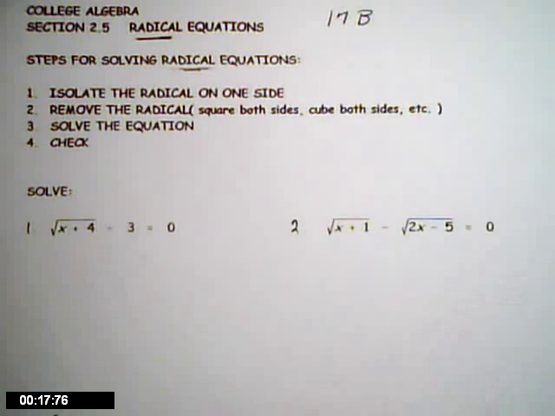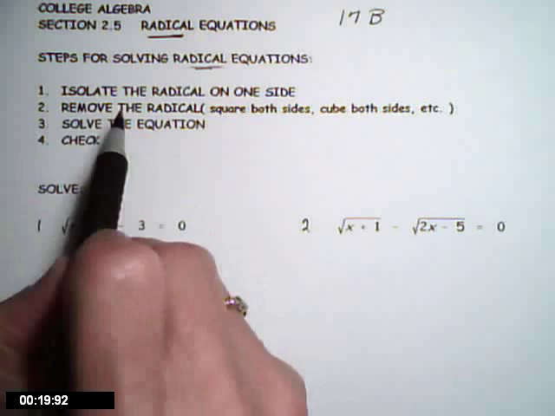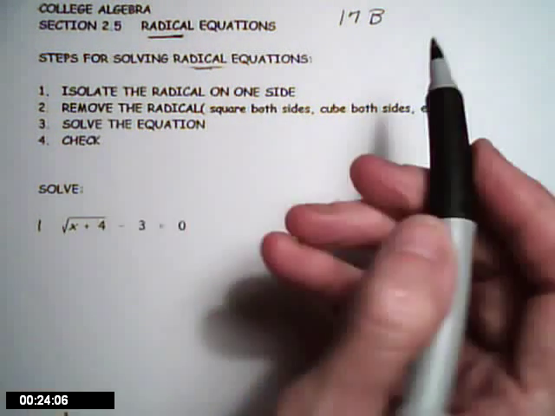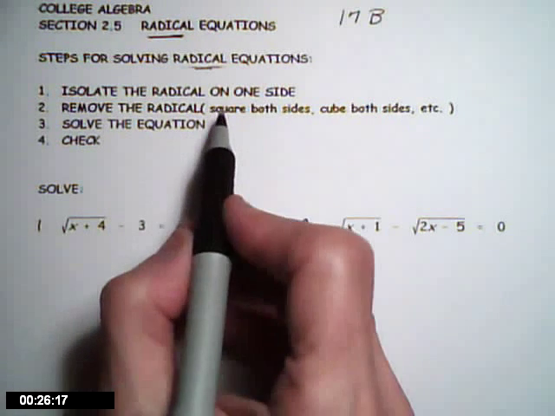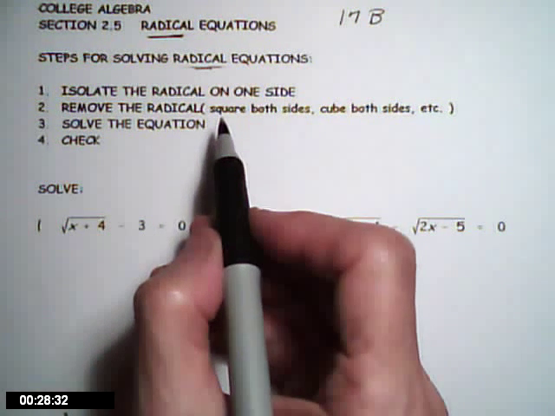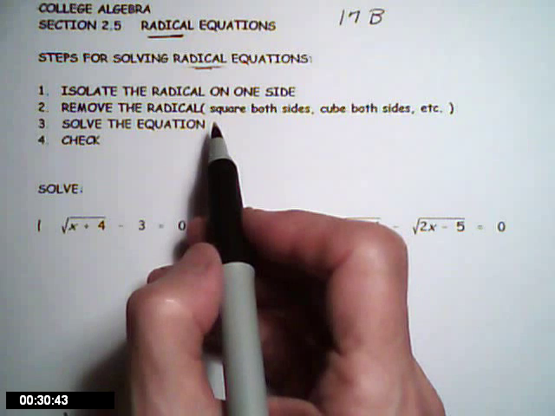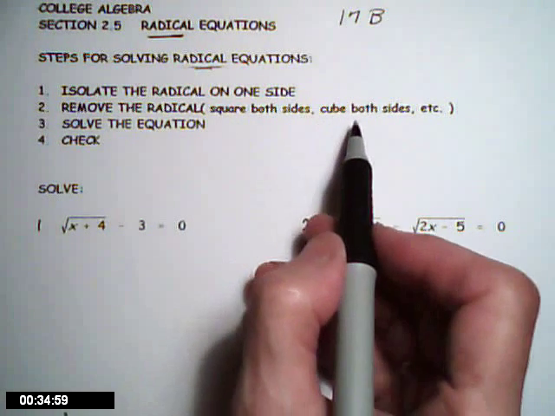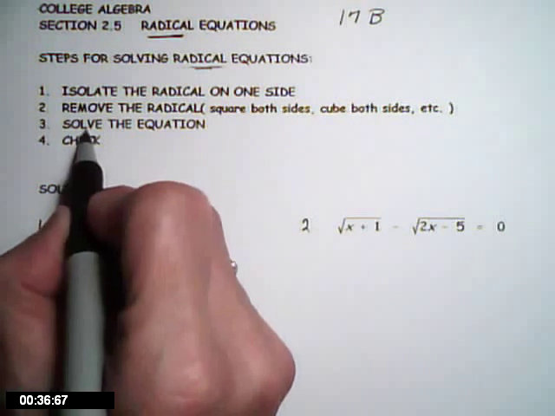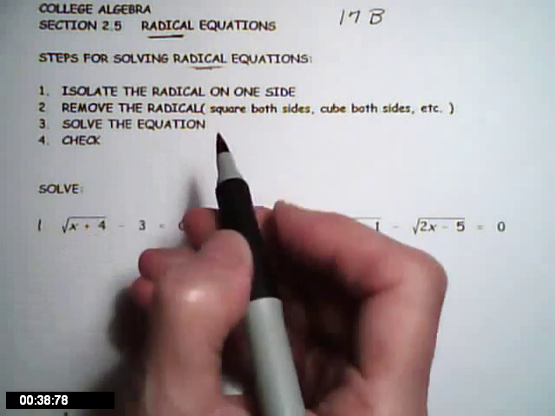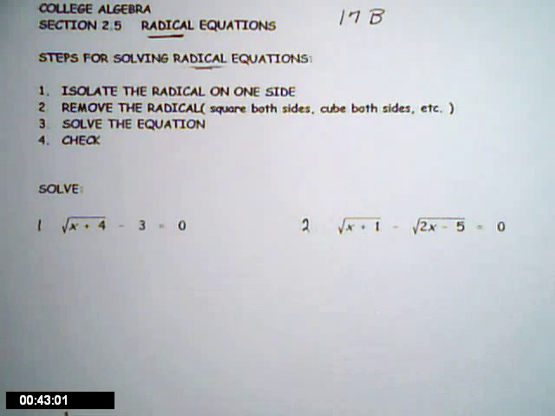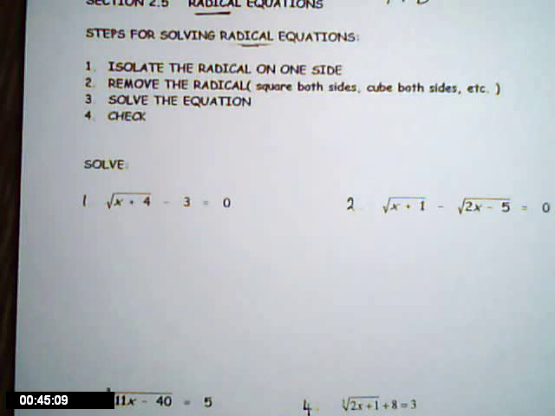And in order to solve these, here are the steps that you need to go through. Number 1, isolate the radical to one side of the equation. Remove the radical. Now remember, to undo a square root, you would square. To undo a cube, you would raise to the third power, etc. Now, then, solve the equation that you're left with. Some will be linear, some will be quadratic. And you must check these problems because sometimes you'll get what's called extraneous roots, extra roots.